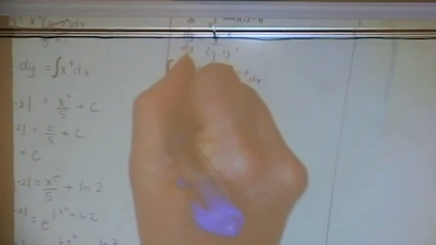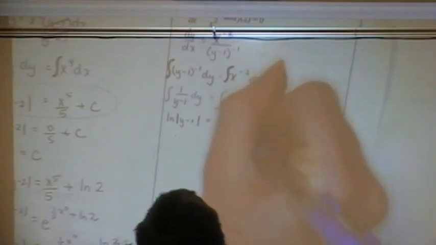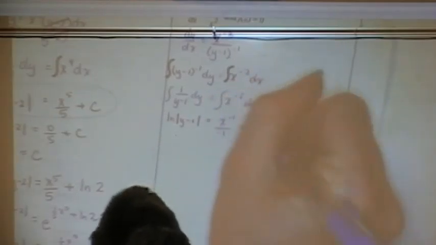Alright, so now I'm actually going to take the antiderivative. What's the antiderivative of the left-hand side? Natural log of y minus 1. Because it's got a minus, let's put it in absolute values, because we don't want that to go negative. And the antiderivative over here is going to be x to the negative 1 divided by negative 1 plus.